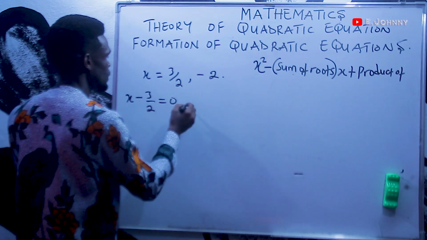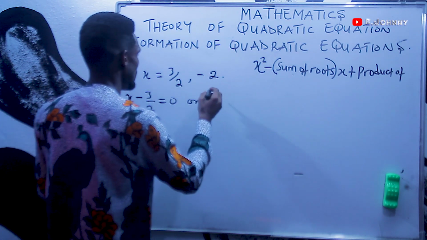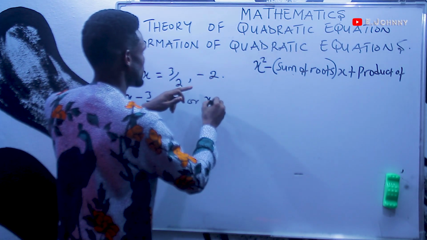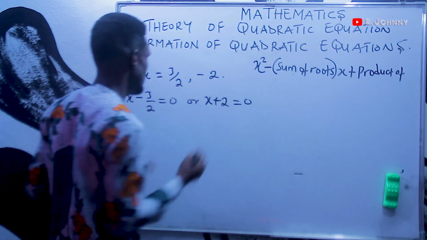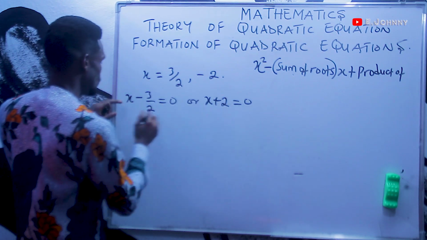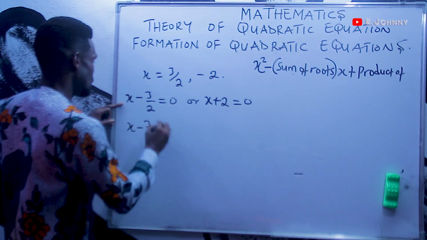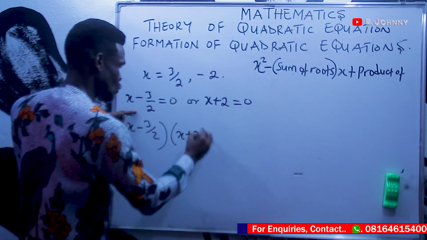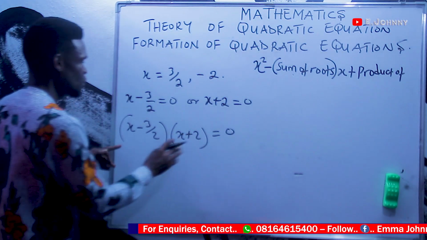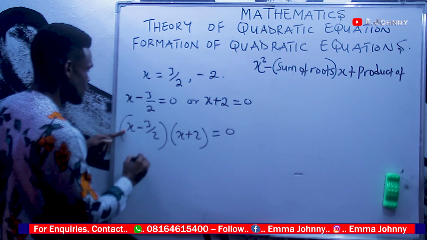Okay, and it equals 0. Or, remember, that will be x minus 2, which crosses to become plus 2, equals 0. Now multiply these two: x minus 3 over 2 times x plus 2 equals 0. Let's open the bracket. x times x is x squared.